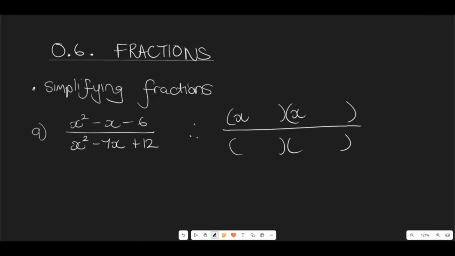In the denominator, okay, let's first do the numerators first. So in the numerator, I need multiples of 6 that will give me a -1. So there is no way on planet Earth that I can add a 1 and a 6 and somehow get to a -1. But we can use a 2 and a 3 to get to a -1 somehow. If we say a +2 and a -3.